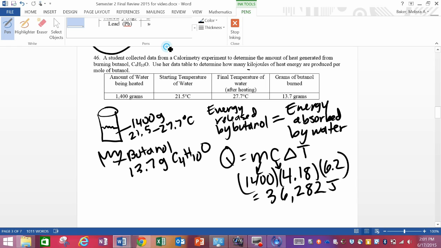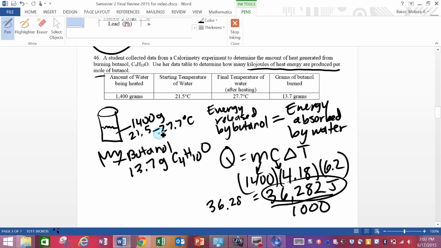The question says how many kilojoules are produced per mole of butanol. Well, this is how much total energy was produced in joules. How do we get that into kilojoules? We divide by 1,000. That comes out to be 36.282 kilojoules then. But we need kilojoules per mole. So we've got to take 13.7 grams and divide it by the molar mass of C4H10O. That's 74.1 grams per mole. That comes out to be 0.185 moles.